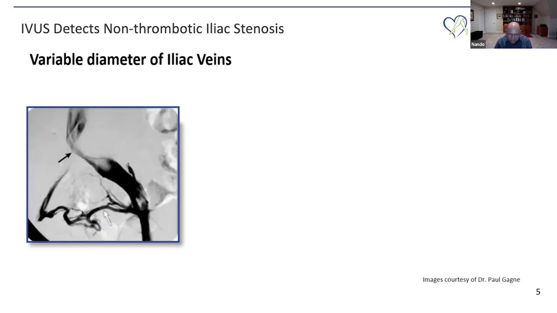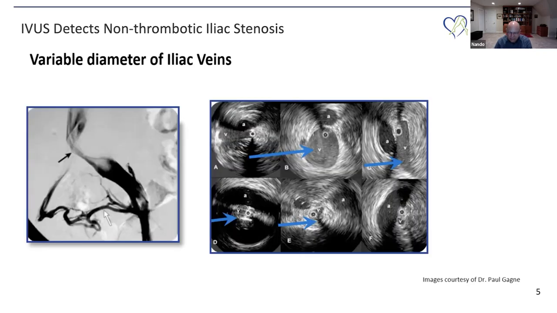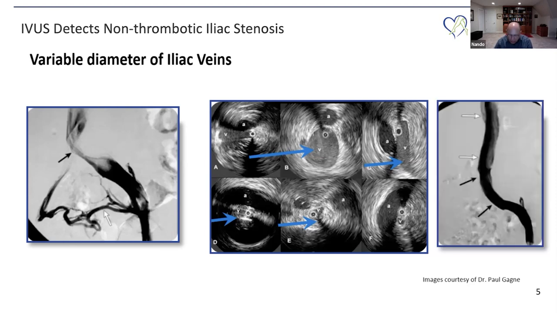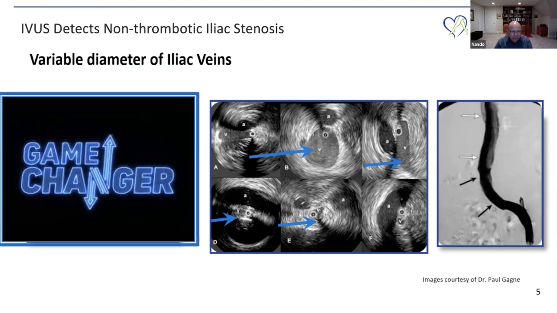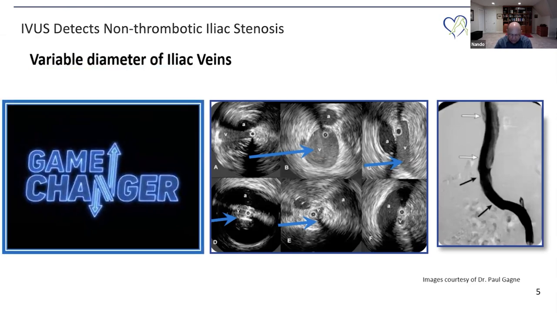It confirms the iliac stenosis, as you can see in this series of images, where the normal caliber of the vein is present. And as you move the catheter, you move into the stenotic area demonstrated by a decreased surface of the vein. More importantly, IVUS allows for precise deployment of venous stents across stenotic lesions. It has become indeed a game changer.